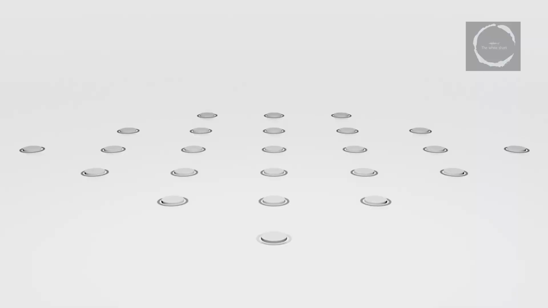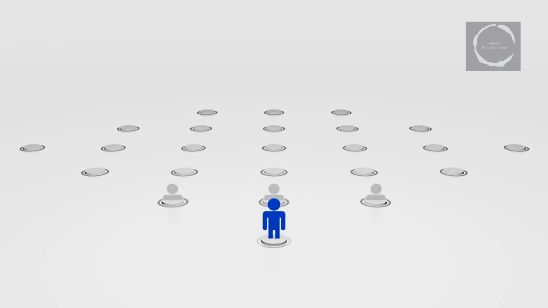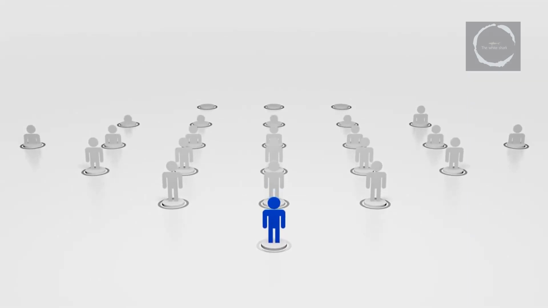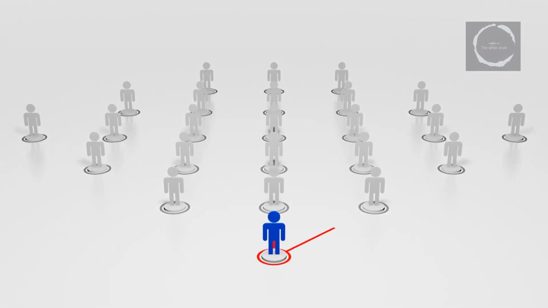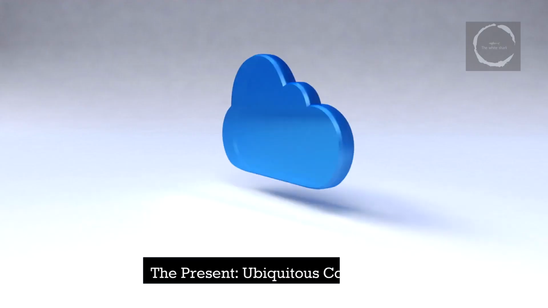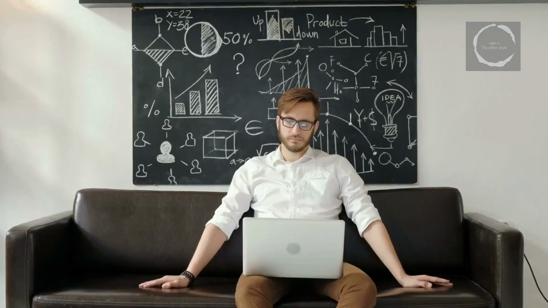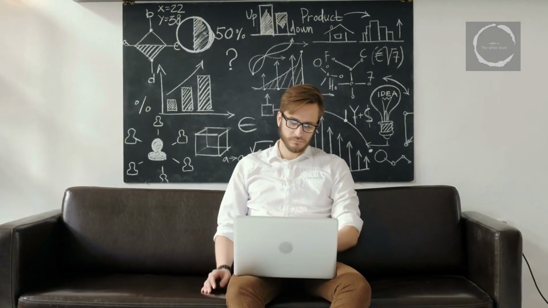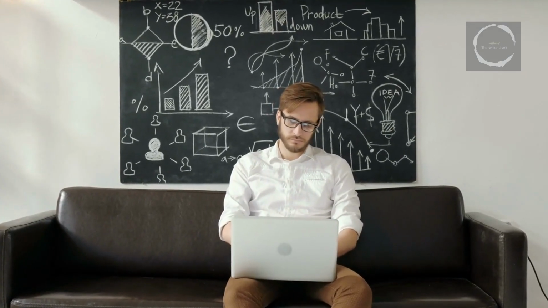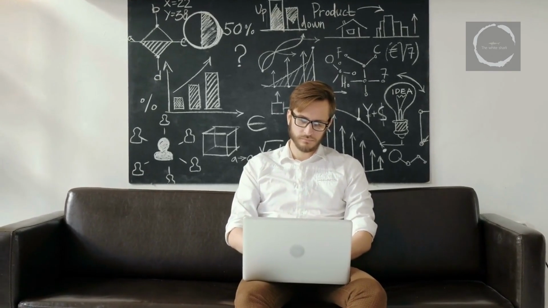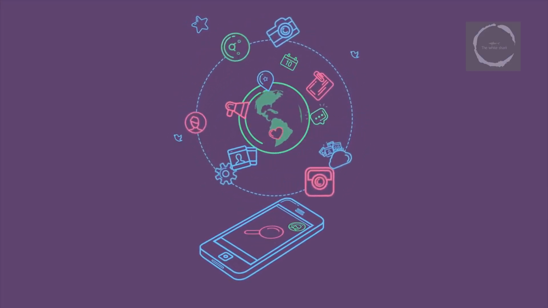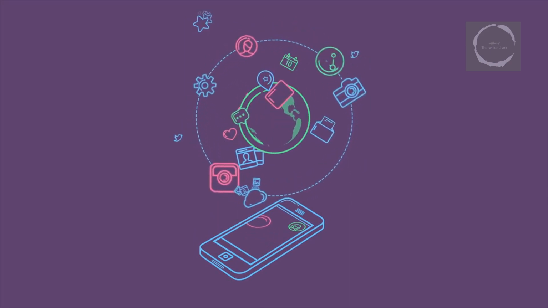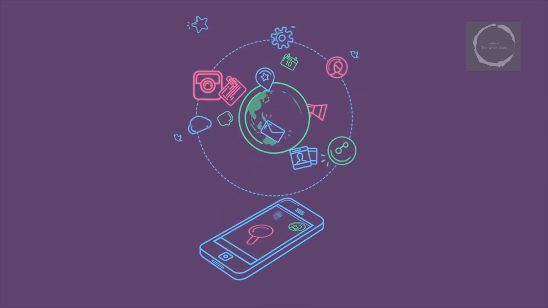This convergence of AI and connectivity is not just reshaping the technology landscape, but is also fundamentally altering the economic, social, and political fabrics of society. The present, ubiquitous computing. We are currently living in an era of ubiquitous computing, where technology is woven into the fabric of everyday life. Mobile computing devices such as smartphones and tablets have become our constant companions, providing us with access to the world's knowledge at our fingertips.